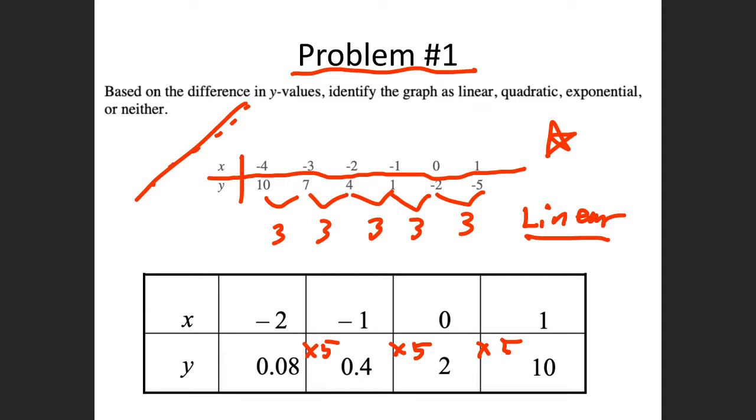So that means this data is exponential. And usually I just try to see if it multiplies first. Okay, so that's problem number 1. You're going to be given 4 sets of data. You just have to tell me linear, exponential, or quadratic. That's problem number 1 on this week's assessment.